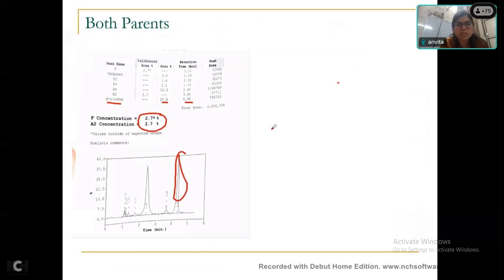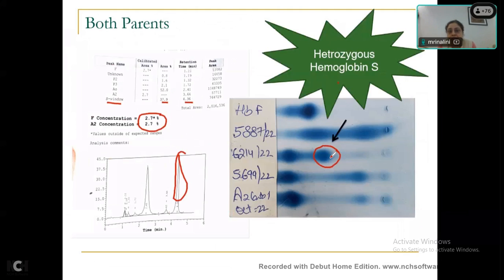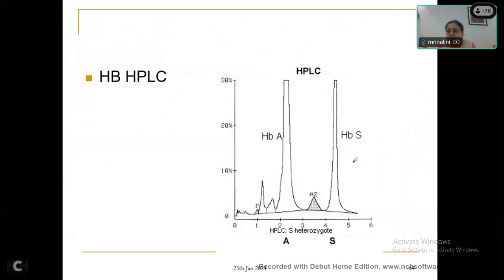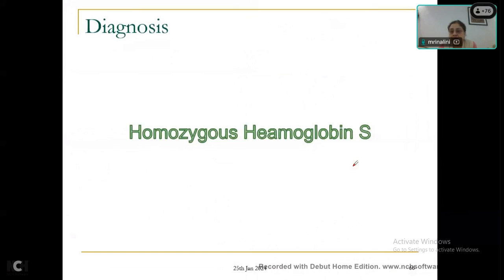Yes, the mother is heterozygous HbS, and on Hb electrophoresis it is coming in the S D G region, which confirms it. It's another supportive thing. So the mother is heterozygous HbS, and the father also has the same picture. Both the parents are heterozygous HbS, and that confirms our diagnosis of homozygous sickle.